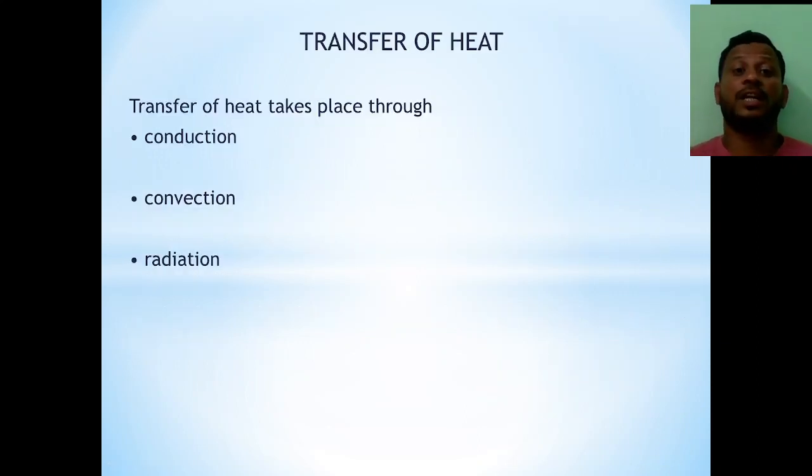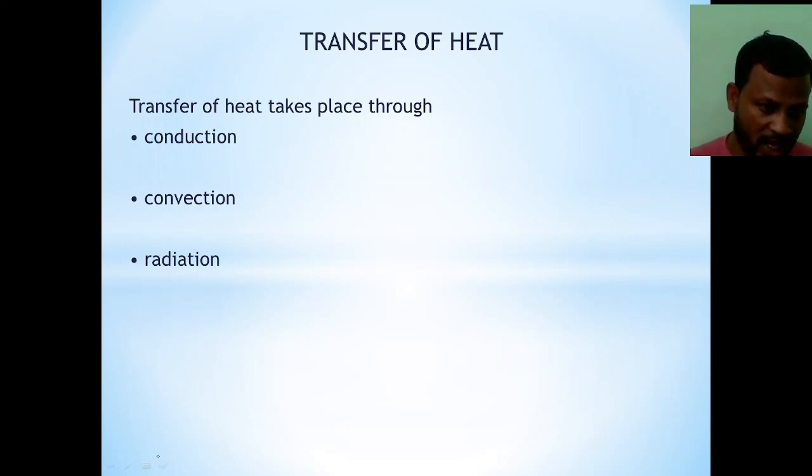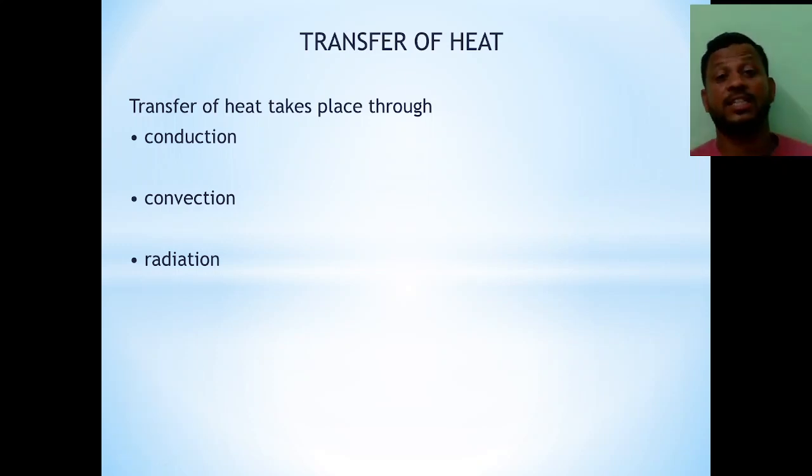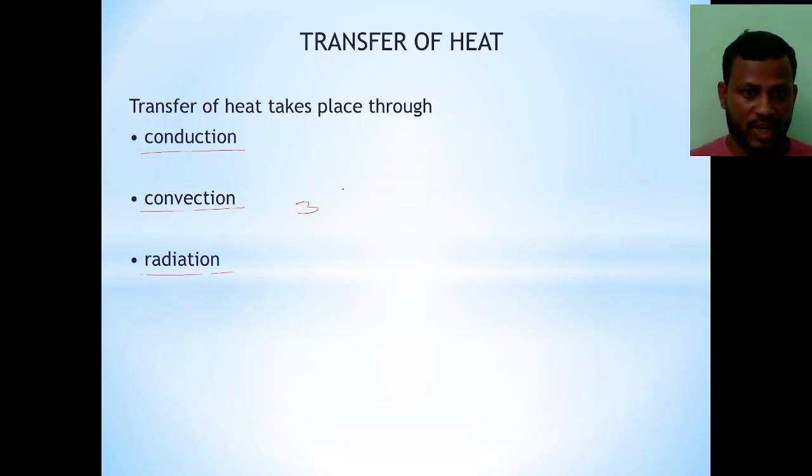Let us see the transfer of heat. How does heat transfer from one place to another place, from one end to the other end? Okay, one point I have missed here, that is the difference between heat and temperature. Okay, look here. The first one is conduction, convection and radiation. By these three types, heat transfers from one place to another.